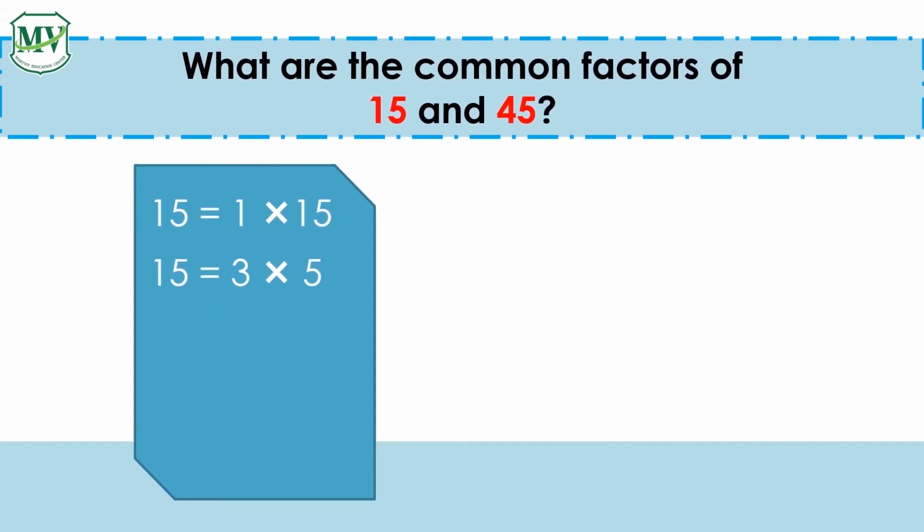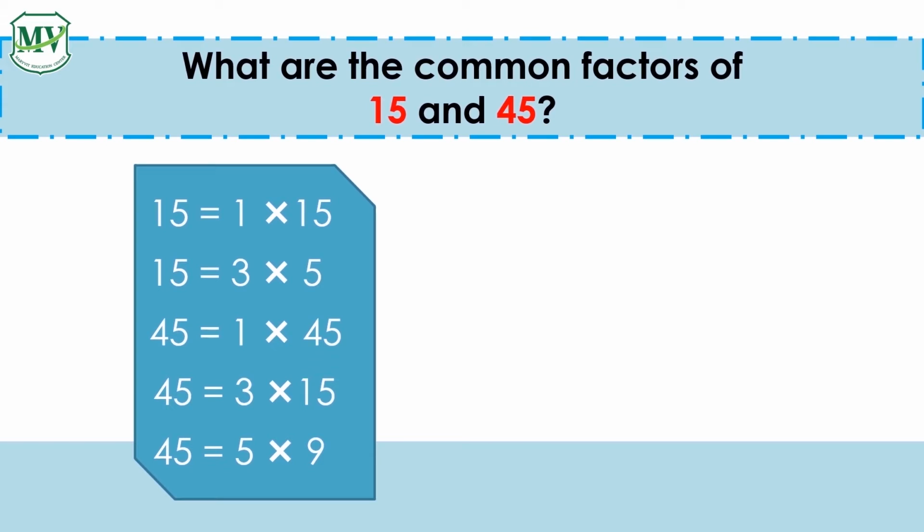Now, let's find the factors of 45. What are the factors of 45? It's 1 times 45, 3 times 15, 5 times 9. Are there any more factors of 45 aside from the factors that we have mentioned earlier? That's right. There are no more factors of 45.